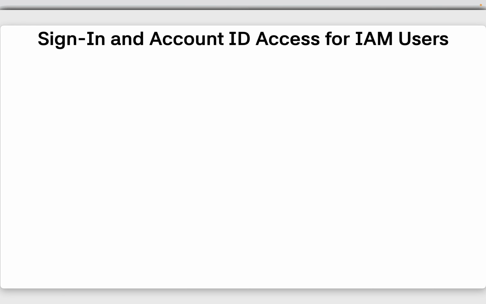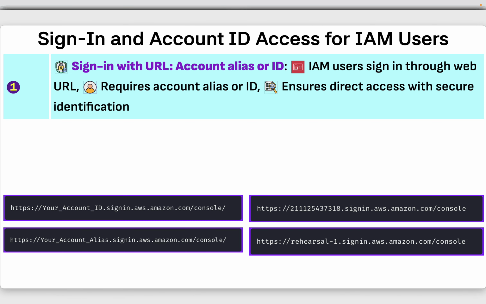Sign-in with account ID for IAM users. Specifically for IAM users, sign in to a web URL that requires the account's alias or account ID, ensuring direct access with secure identification. These are the examples. The account ID will be your 12-digit account ID, and you just put it in the URL or web address, or if you have the alias, you can replace it with the alias, so it will look something like this. The alias must be configured. Once it's configured, you can use either way to log in.